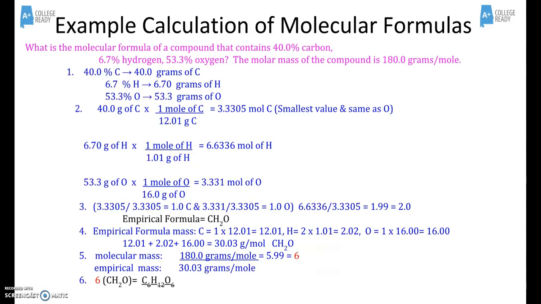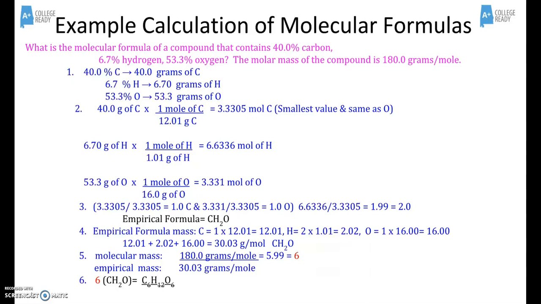Now notice, to find my empirical formula I use my smallest value. My carbon and my oxygen are pretty much the same value, so you get the same answer of 1. So realistically, I only have to divide my hydrogen by one of those numbers. And I chose the carbon, of course, because it is smaller. Therefore, you see, 6.6336 divided by 3.3305 gives 1.99. Now remember, this has to be a whole number to be a multiplier or a subscript of my ratio.